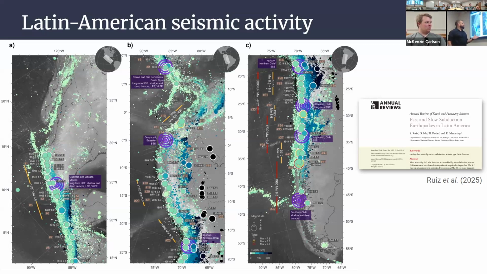Very interestingly, we can see all of the types of earthquakes in South America, the shallow ones, the deep ones, mostly very deep ones in northern South America. But we also have, in Chile, a lot of slow slip events, either shallow or deep, and a lot of seismicity everywhere.